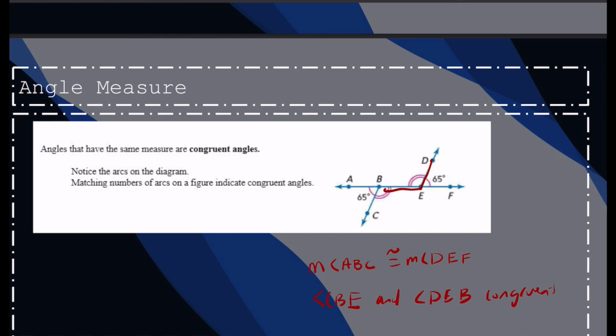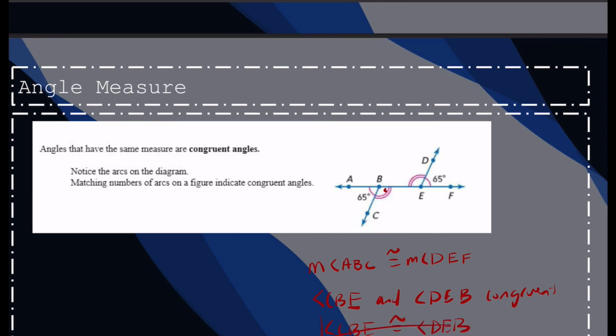Notice that I'm not writing measure, because there's no number involved or how long that is. So we can say that measure, sorry, not measure. I just literally told you not to do that. Angle CBE is congruent to angle DEB. Okay, so this is my answer, and the thing over here is my answer there.